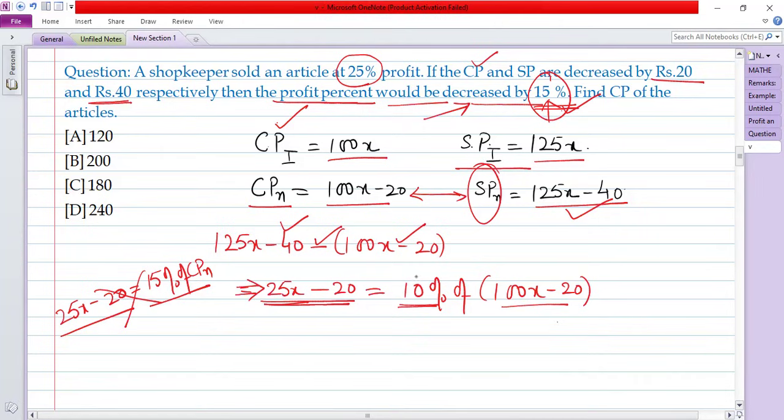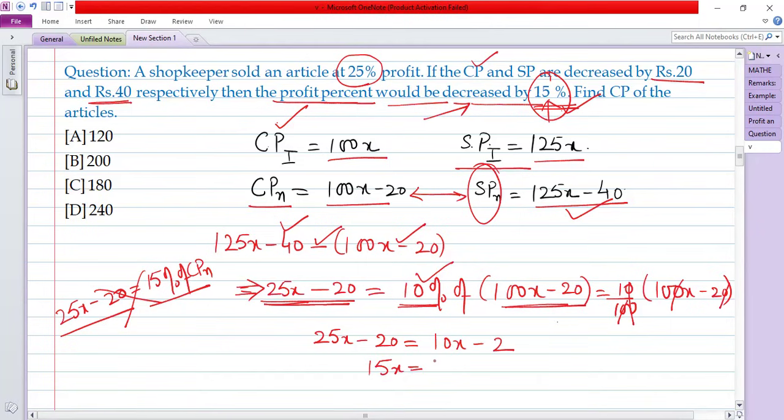So this is 10% of the new cost price. So now this is 10 by 100, and here it is 100x minus 20. So we can cancel out this zero with this. Now we have 25x minus 20 equal to 10x minus 2. Now it will be 15x equal to 18. So what will be x? It will be 18 by 15, so it will be 6 by 5. So this is our x.